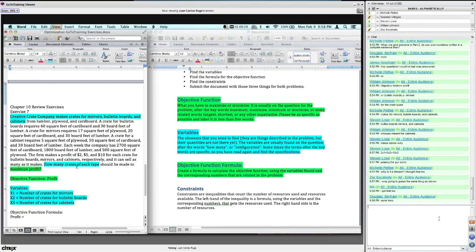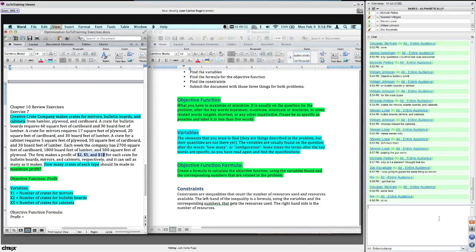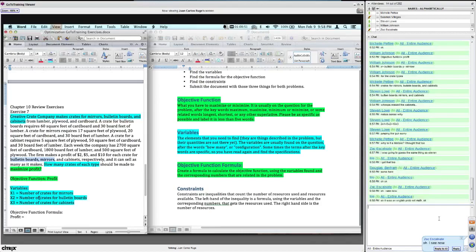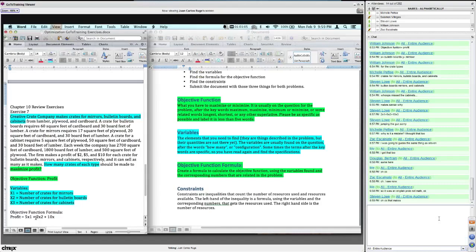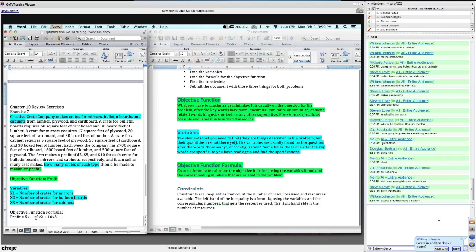Okay, guys, read carefully. Here it says $2, $5, and $10 for each crate for bulletin boards, mirrors, and cabinets. So as you can see here, bulletin boards and mirrors are in different order. Bulletin boards go first and mirrors go second. So the 2 corresponds to the bulletin boards, so the 2 corresponds to X2. Yes, Jonathan. And 5 corresponds to X1. So the formula is 5X1 plus 2X2 plus 10X3. So yes, it is an English problem. The real problem with math is not math itself. It is English, reading. You have to read carefully.